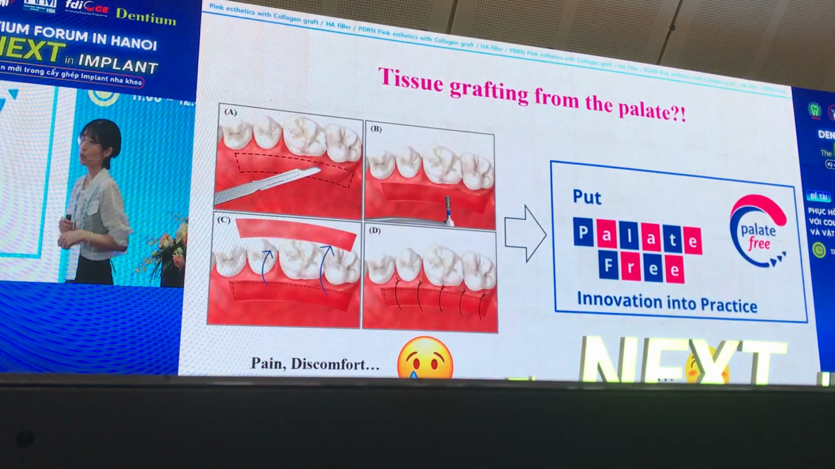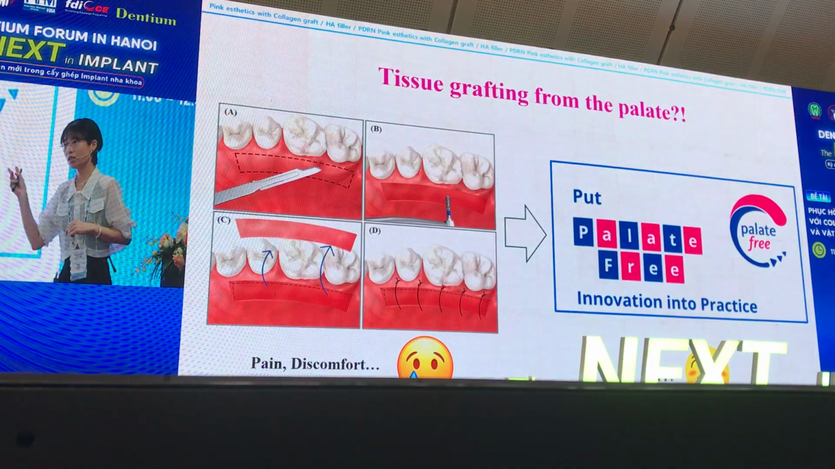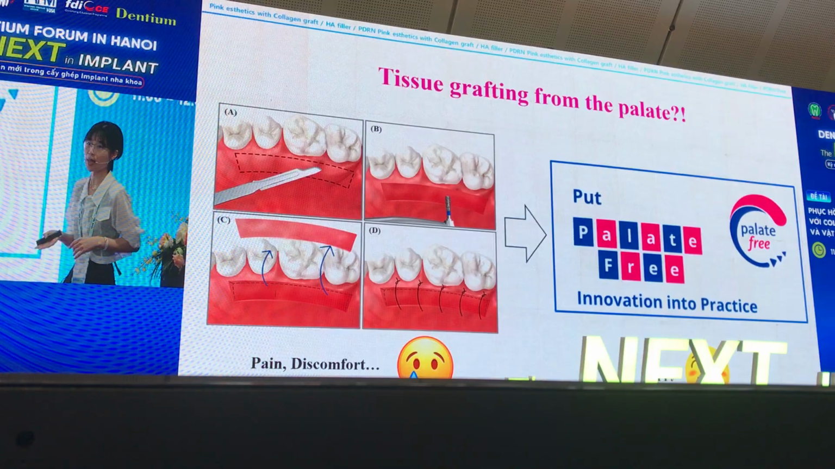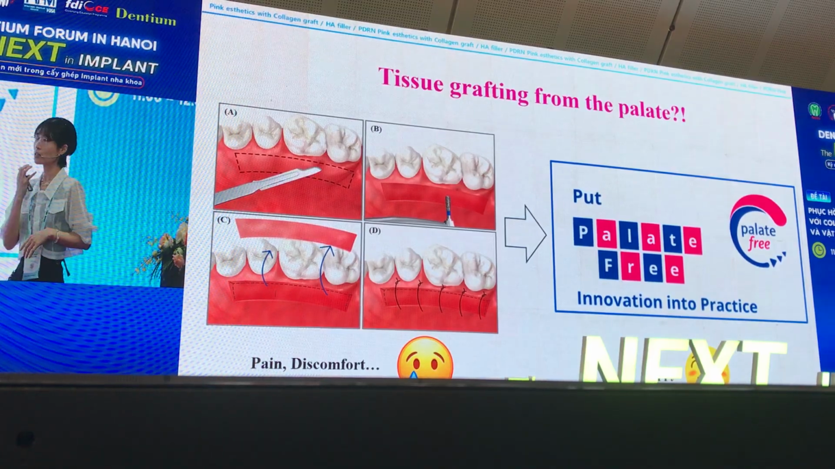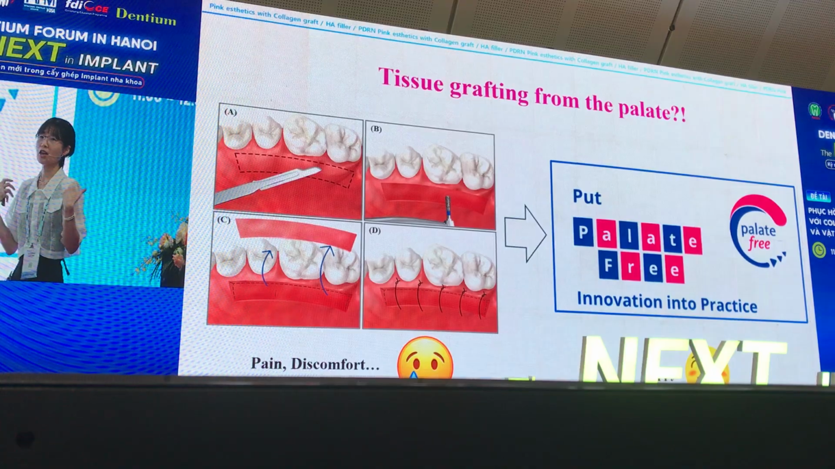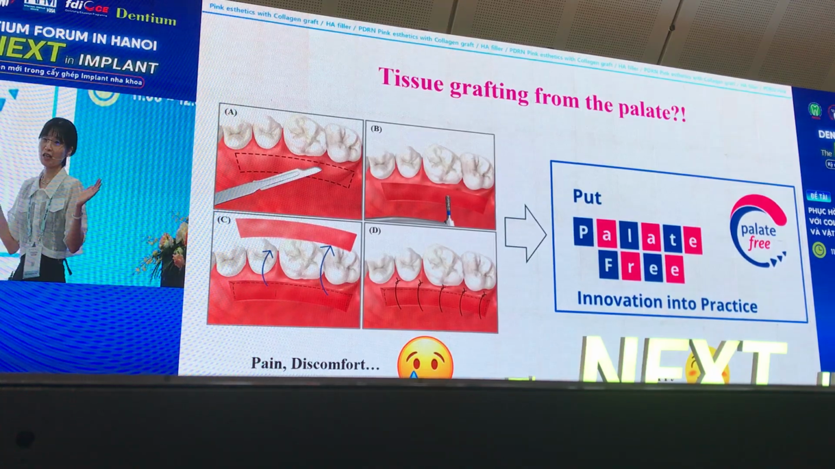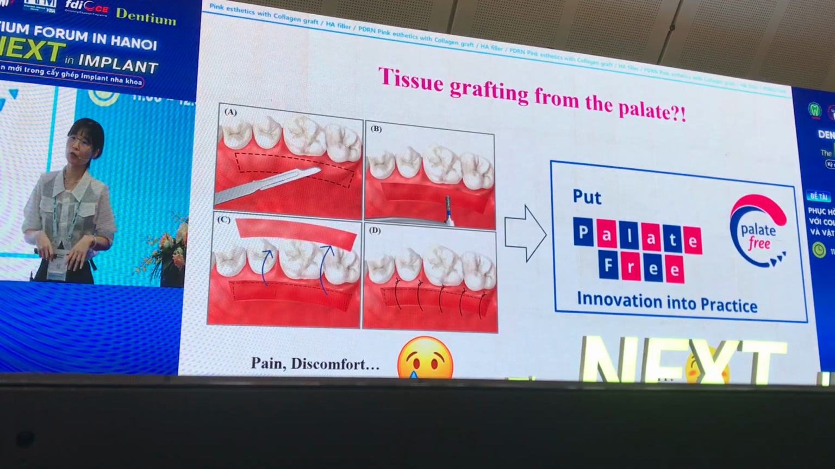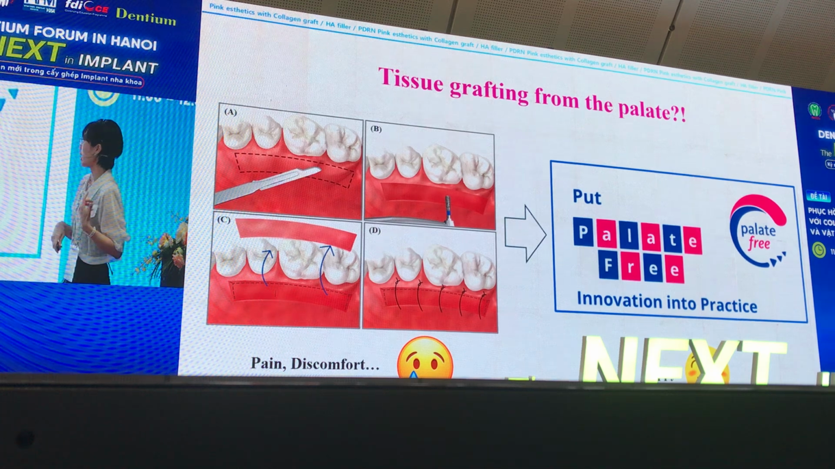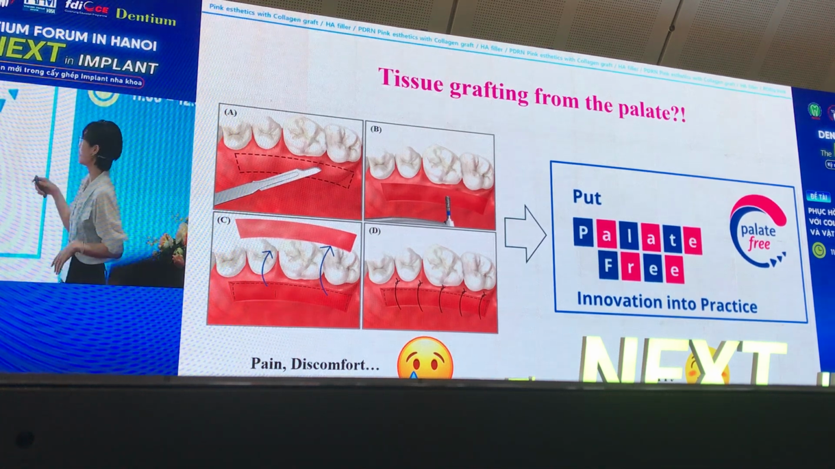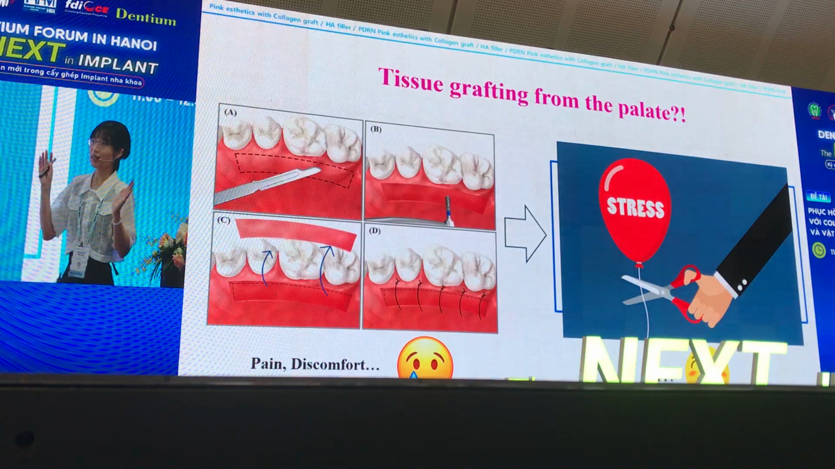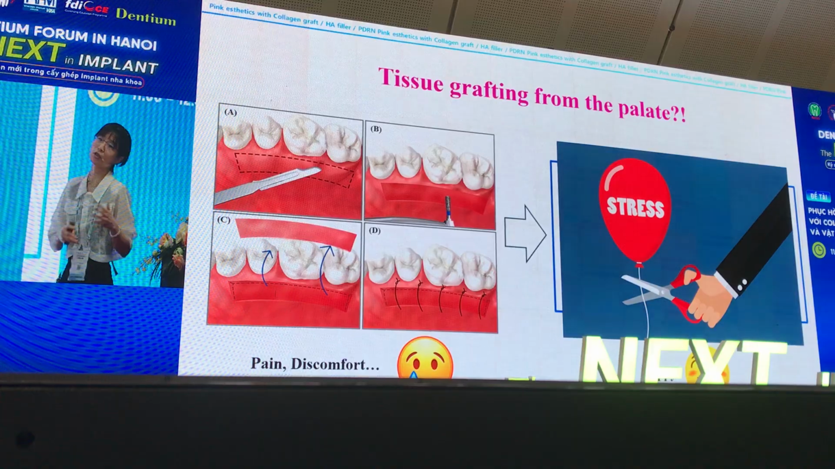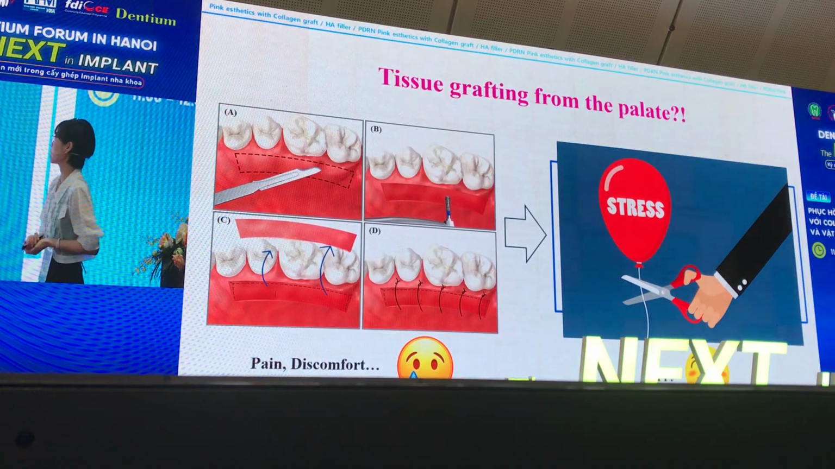But when we do the FGG or CTG, the patients always complain about discomfort and also pain from the palate, not the upper side, right? So it can create very stressful conditions. It can cause stress to the patients and also to the dentist. So we need a method or any other ways to make the palate free, that can give stress-free conditions to the patients and also the dentist.